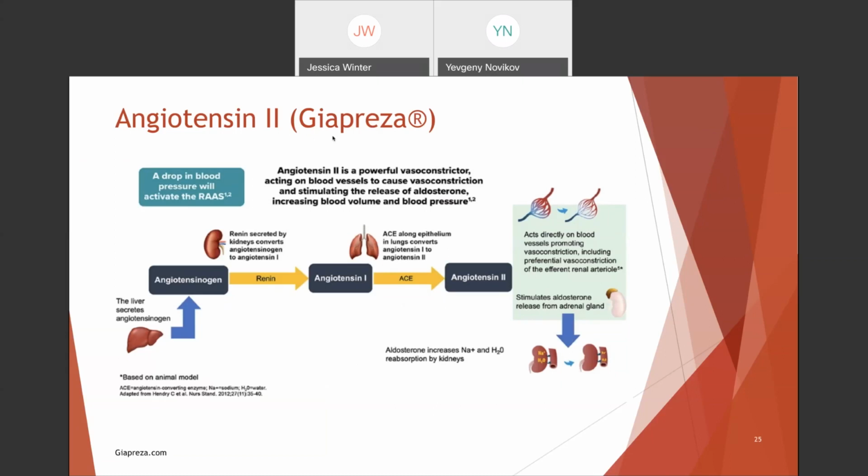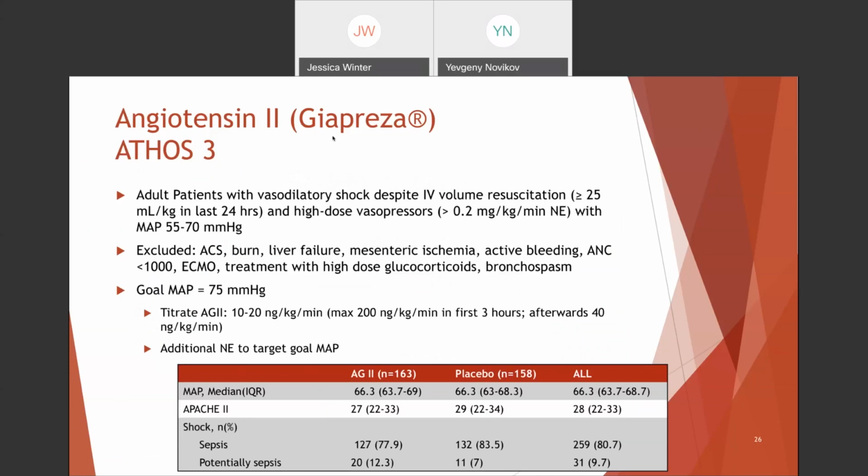So the study that got this approved was just released in the past couple of years. It was the ATHOS 3 trial. It looked at all patients with vasodilatory shock, and they had to have failed adequate volume resuscitation that they defined as at least 25 milliliters per kilogram in the past 24 hours, and they had to be on what they deemed as high-dose vasopressors. High-dose vasopressors could be arguable. It had to be defined as somewhere around 0.2 mcg per kg per minute. That's somewhere around 20 micrograms per minute of norepinephrine in a 100 kilogram patient.